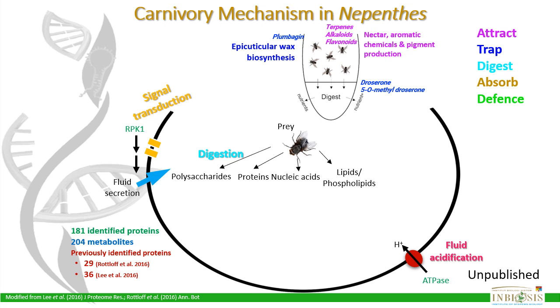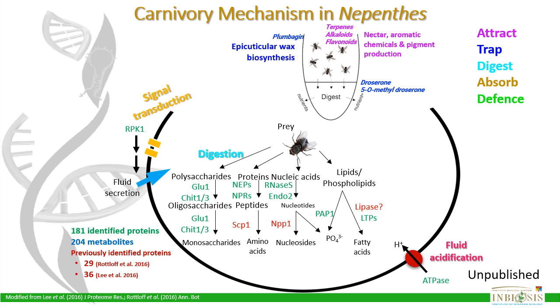I forgot to mention the fluid in the picture is acidic, like our gastric juice. And the prey provides all these components useful for the plant: polysaccharide, protein, nucleic acid, and lipid, phospholipid. And the plant actually secretes different types of enzymes for these different categories, such as glucanase, chitinase, and then neprosin, nepenthesin, and then RNase, endonuclease, and further digested to the basal components like amino acid, monosaccharide, and nucleosides.